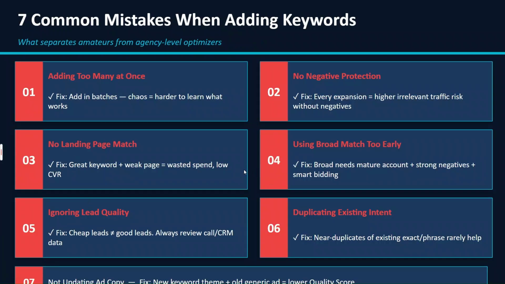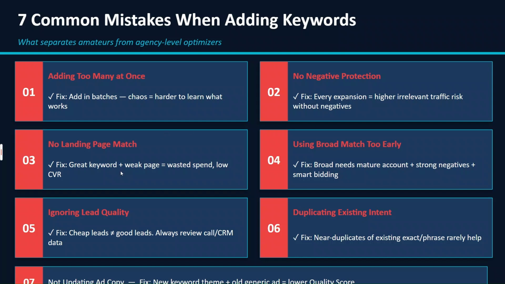So, seven common mistakes when adding keywords. All right, now let me show you the seven most common mistakes people make when adding keywords, so you can avoid every single one of them. Number one is adding too many keywords at once. When you add 50 keywords in 1 week, you cannot figure out which ones are working. So add small, just 5 or 10 keywords in focused batches. Mistake number two is no negative protection. We just talked about this. Expansion without negatives is like opening your wallet and letting the wind blow the money away.